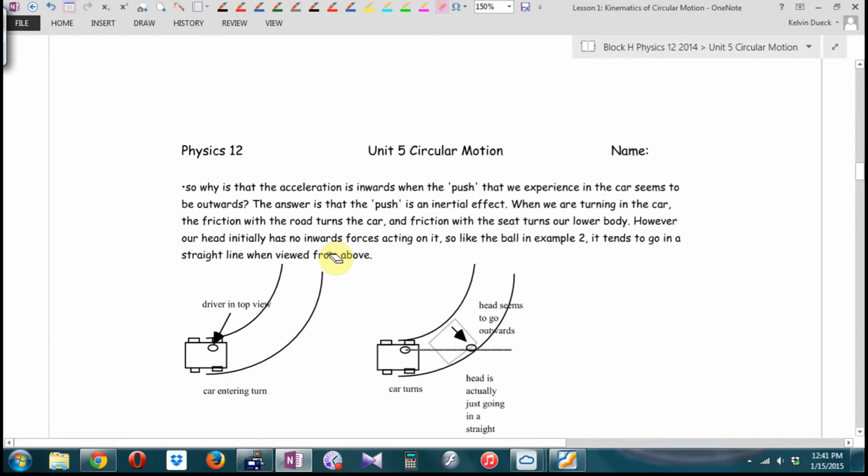Yeah, it's the inside of the door. If you're in the passenger seat and you're making a left turn, the reason you feel like you're getting pushed out is actually the door is pushing you inwards to get you to move into a circle. And forces come in pairs, and so you think, oh, I'm getting pushed out.